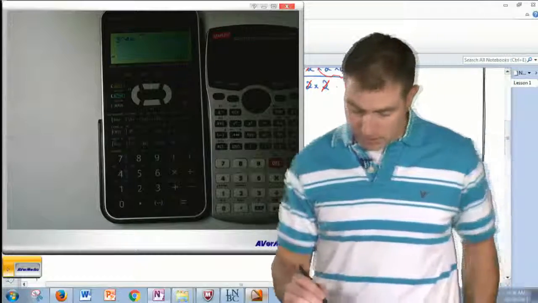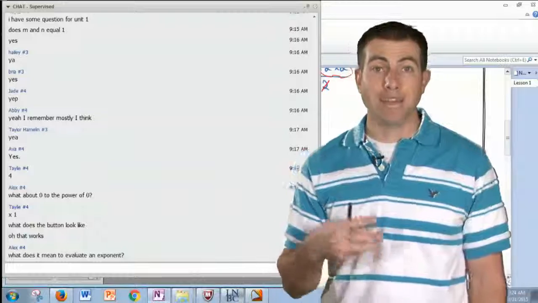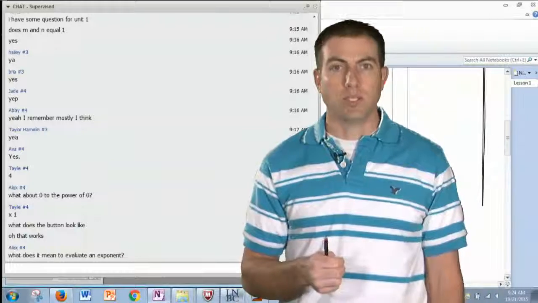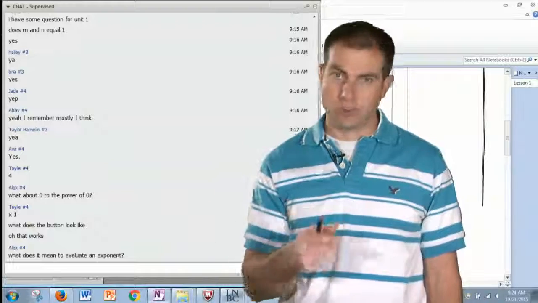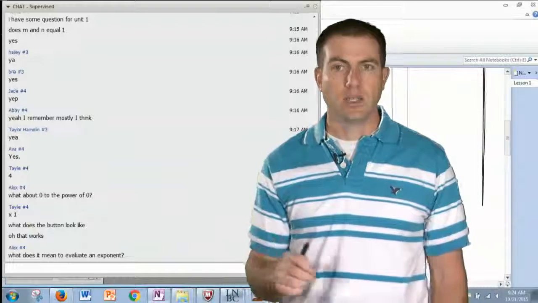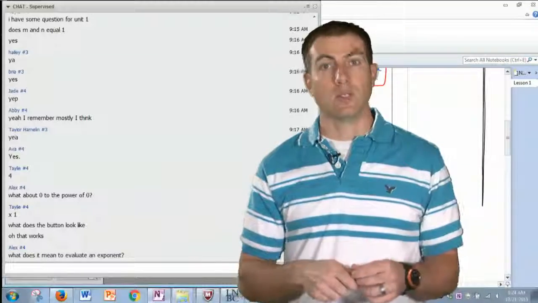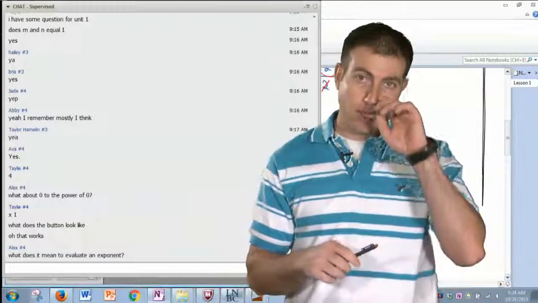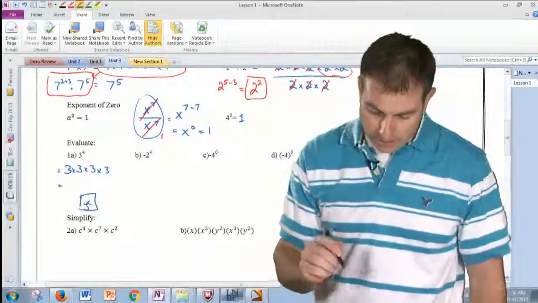So Alex is asking a great question. What does it mean to evaluate an exponent? When we're evaluating an exponent, we're just doing the calculation. If it was something like 2 squared, we're going to go 2 times 2 is 4, and we're done. So the idea here is that when we evaluate, we're going to end up with a number at the end. So what does that exponent turn into in terms of a number? Let's look at a few more examples here.